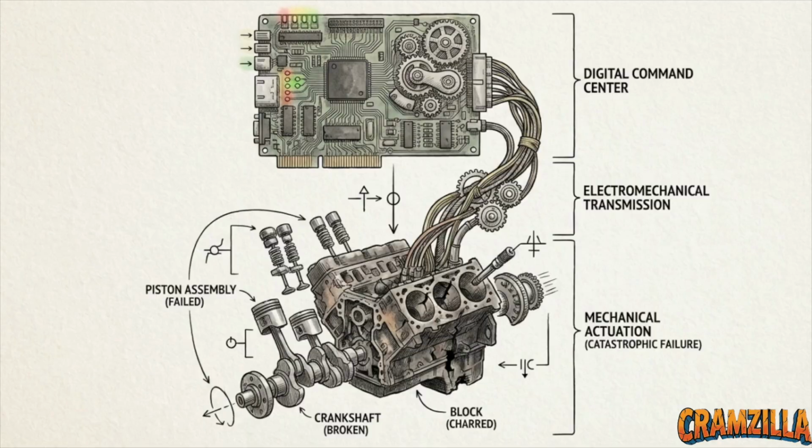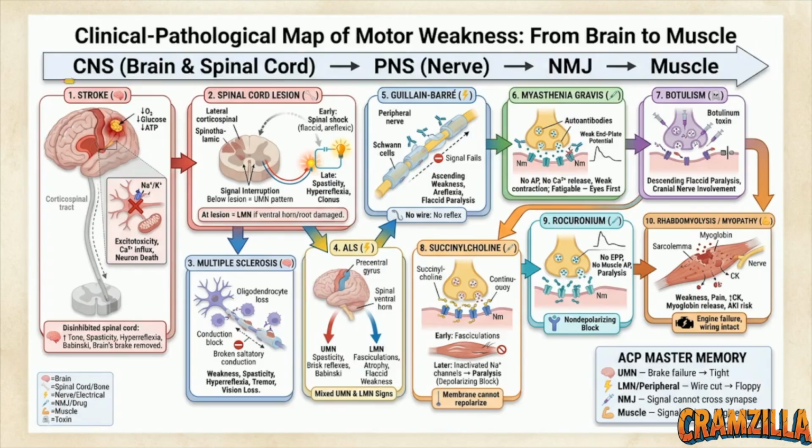Engine failure looks distinctly different from neurological weakness. The entire electrical command network is fully operational, but the muscle lacks the physical integrity to contract. This map lays out the entire anatomical continuum, tracking the motor signal from the cerebral cortex down through the peripheral nerves, across the synapse, and into the microscopic muscle fiber.